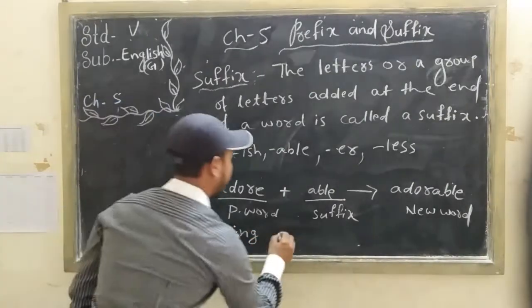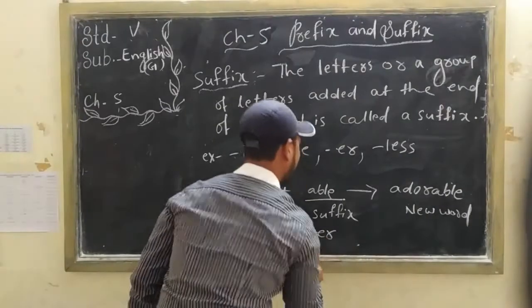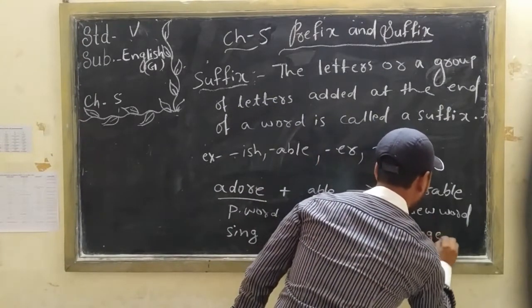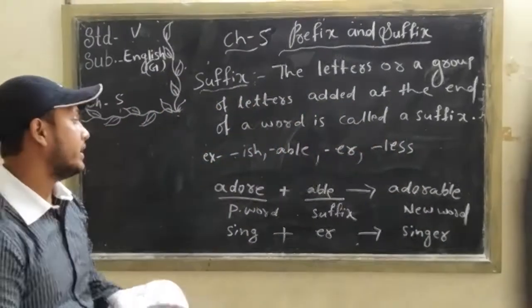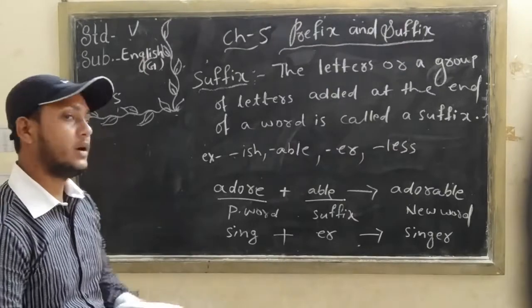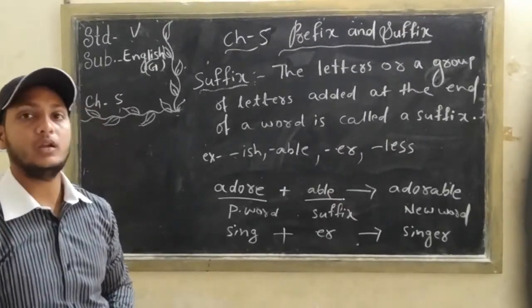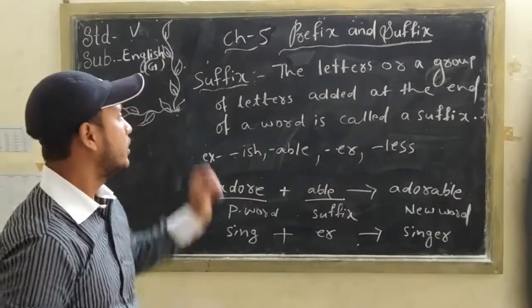Same is your primary word. We add some suffix like er, that becomes your singular. We make a new word that is your singular. So in this way, we can make some new words by the addition of your suffixes or prefixes. Get it? So once again, look at your blackboards.